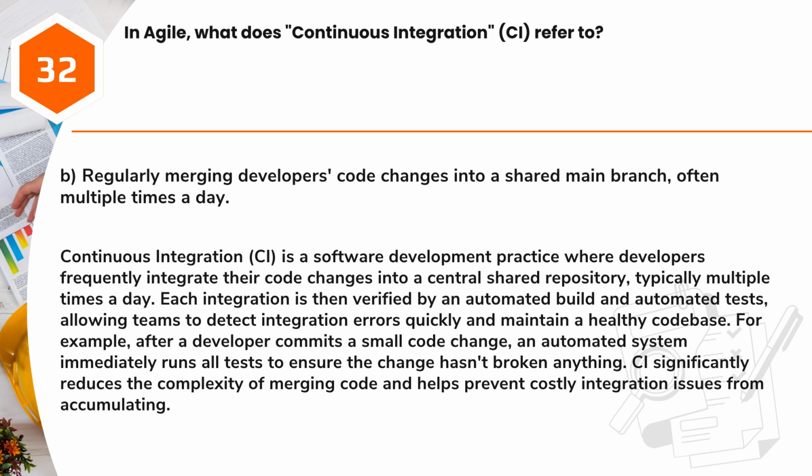For example, after a developer commits a small code change, an automated system immediately runs all tests to ensure the change hasn't broken anything. CI significantly reduces the complexity of merging code and helps prevent costly integration issues from accumulating.